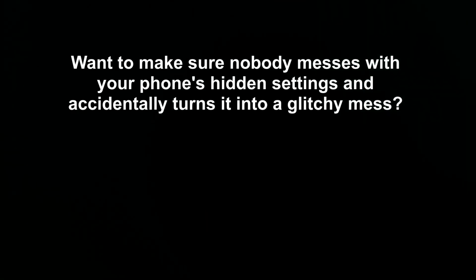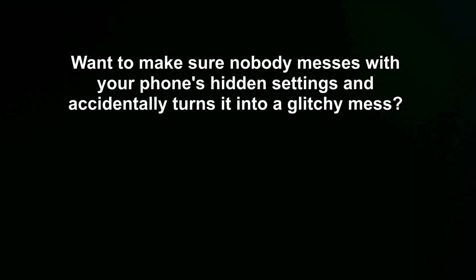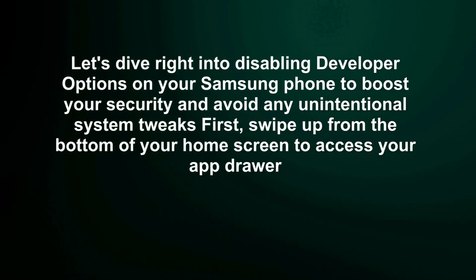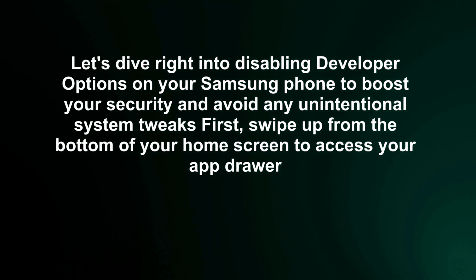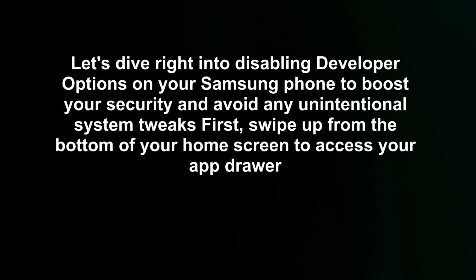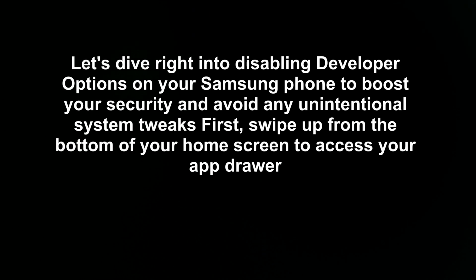Want to make sure nobody messes with your phone's hidden settings and accidentally turns it into a glitchy mess? Let's dive right into disabling developer options on your Samsung phone to boost your security and avoid any unintentional system tweaks. First, swipe up from the bottom of your home screen to access your app drawer.